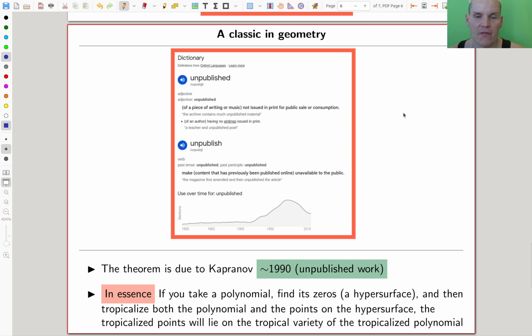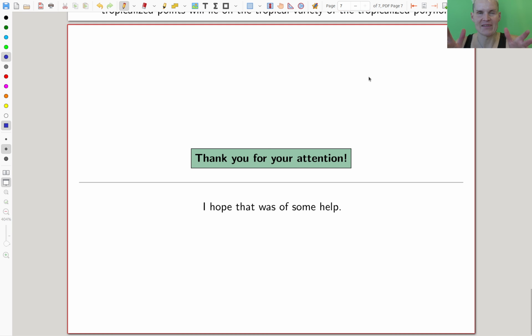And this is the famous work of Kapranov, which essentially started this whole story. In essence, it says, if you take a polynomial and you find its zeros, its variety, its hypersurface, whatever you want to call it, and then tropicalize, that is the same as first tropicalizing the polynomial and then finding its tropical zeros, right? It's a commuting operation here. And this is one of these theorems that actually started the whole story to begin with. So tropical geometry is, depending on what you prefer, either a log of classical geometry or a temperature 0 limit of classical geometry.